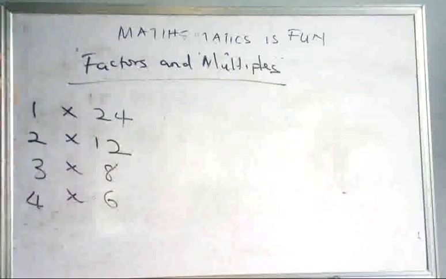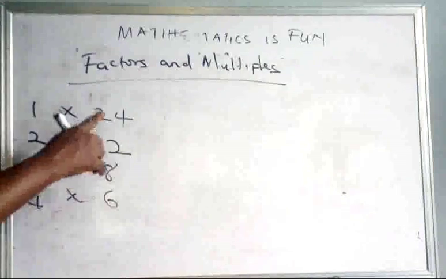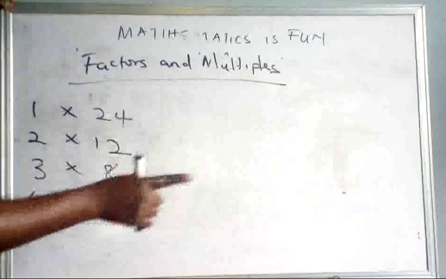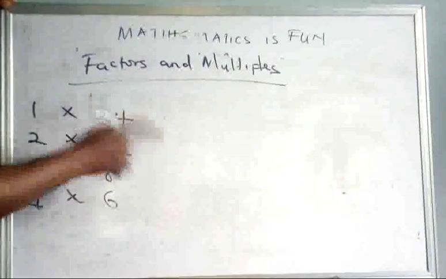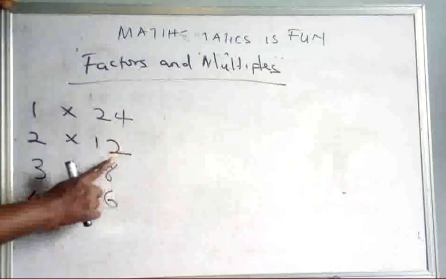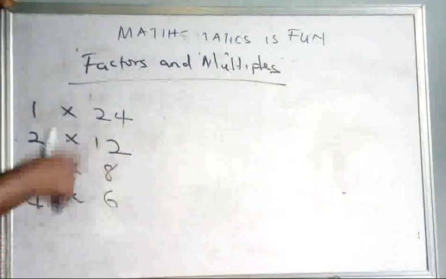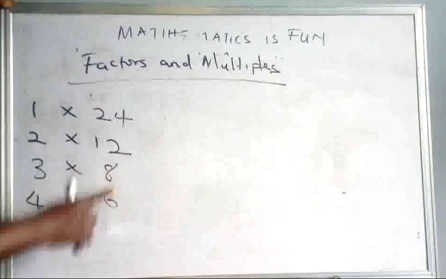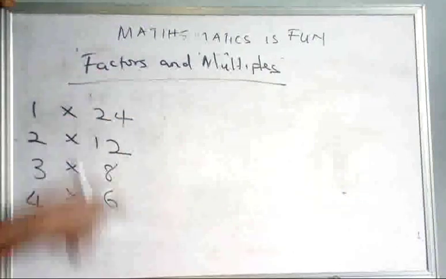But what are the prime factors? That's the ones that can divide only themselves and 1. So let's go through this. We have 24 here. 24 can divide other numbers other than itself. It can divide 12, can divide 6. So it's not a prime factor. 12 is not a prime factor. It can divide 6. 8 is not a prime factor. It can divide 2, can divide 4.